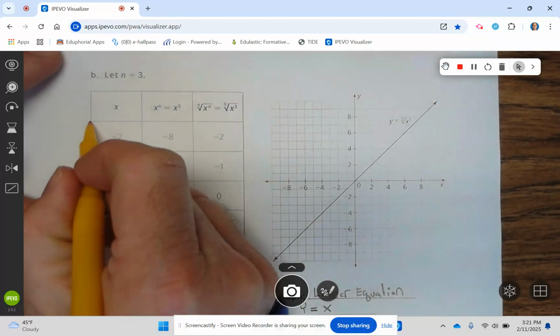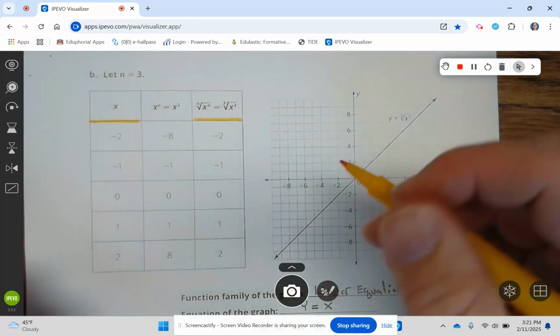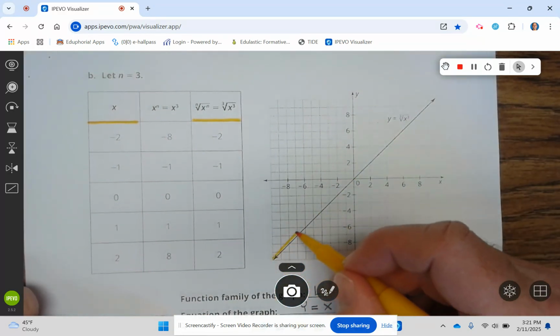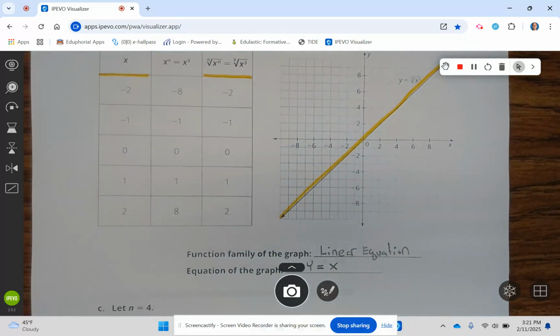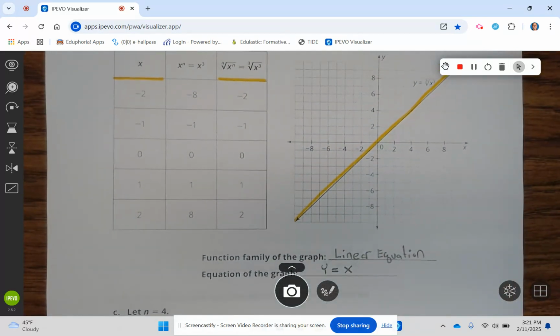Okay, this corresponds to this graph. And the function family of the graph is the linear equation, and the equation of the graph is y equals x.